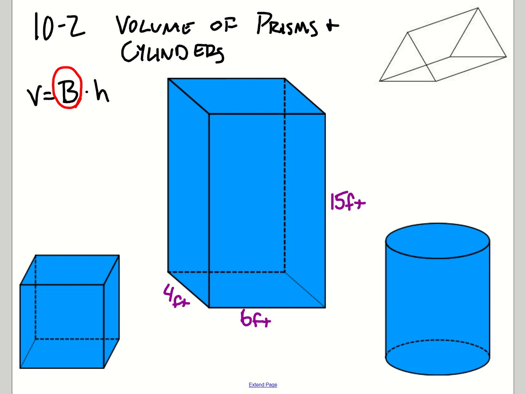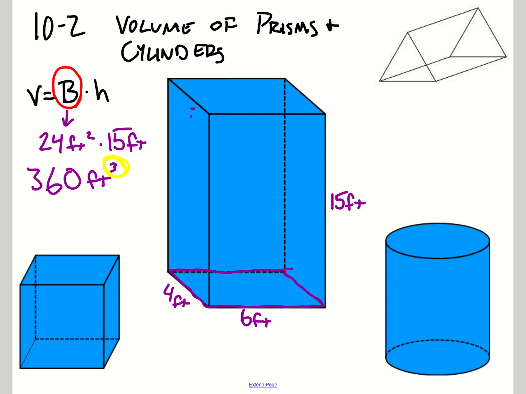Okay, well, first I want to solve for my base. My base is just the area of my base. If I have this area, it's 4 times 6. My area, my base, is 24 feet squared. Times my height, which is 15 feet. And I would plug that all into my calculator. We're going to be using a lot of calculators this time. And I would do 24 times 15 to get me a grand volume of 360 feet cubed.